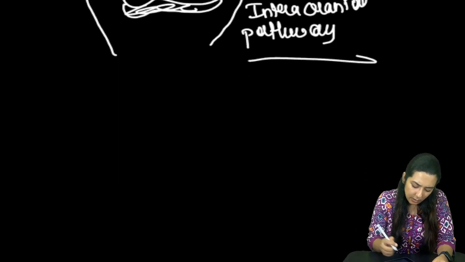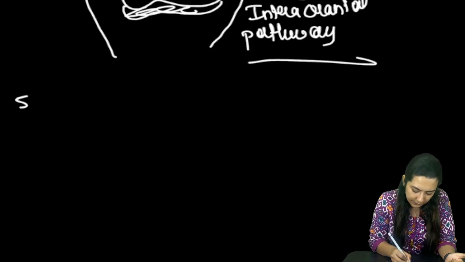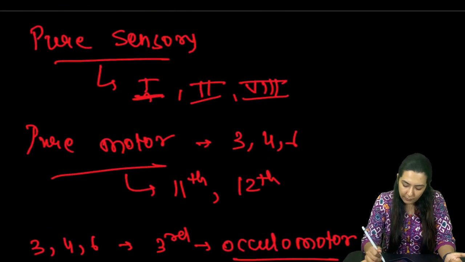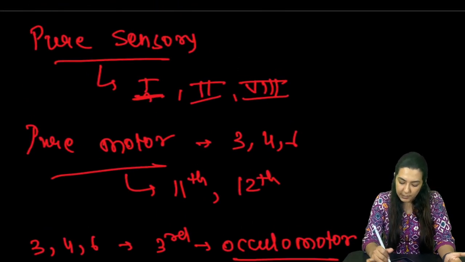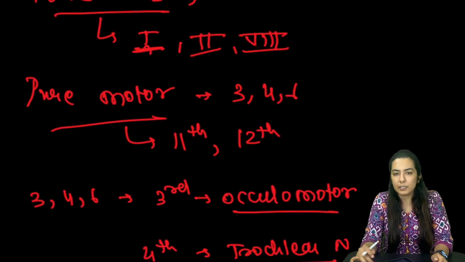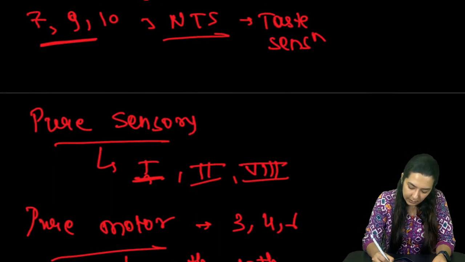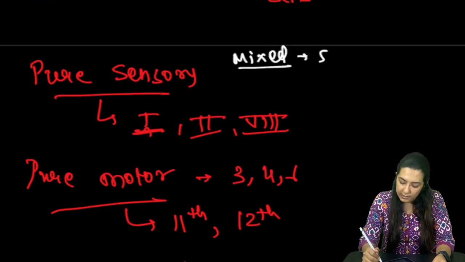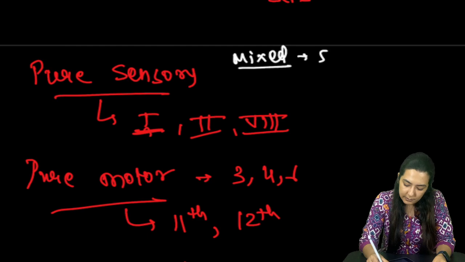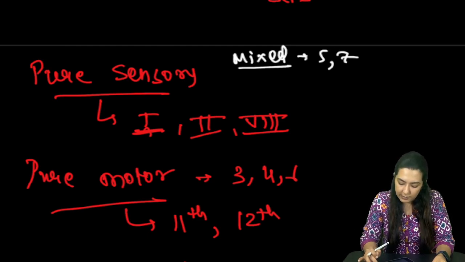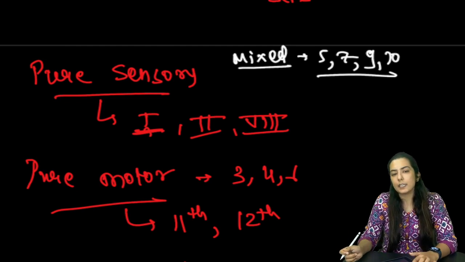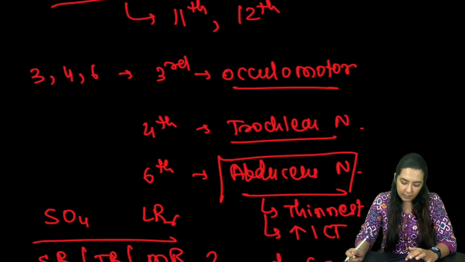Now, after 3, 4, 6 is over, we'll discuss the fifth cranial nerve. As I told you, pure sensory, pure motor. Apart from these eight cranial nerves, all other cranial nerves are mixed nerves. So, what will be the mixed cranial nerves? 1, 2 is gone, 3, 4 is gone. So, the fifth cranial nerve is mixed. 6 is again pure motor, 7 is mixed, 8 is only sensory, 9 is mixed, and the last is 10th. So, 5, 7, 9, 10 are mixed. That means they have both sensory and motor fibers.